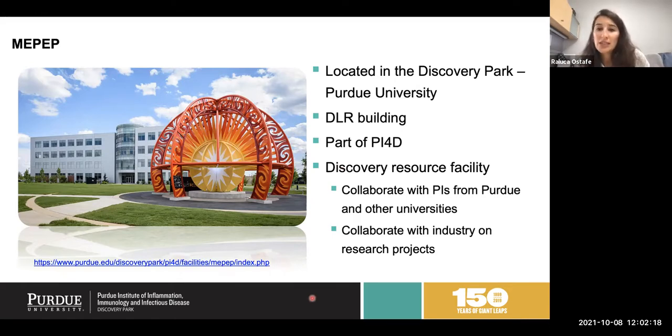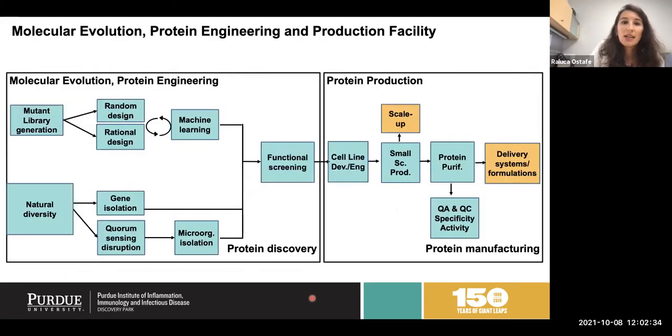At the moment, we are a discovery resource facility. That means that we are running collaborative projects with different PIs from Purdue and other universities as well, and we have various collaborations on research projects with industry partners. In general, I wanted to give an overview of how we are organized and what topics we are actually addressing. One part of it is protein discovery, and the other part is protein production and manufacturing.